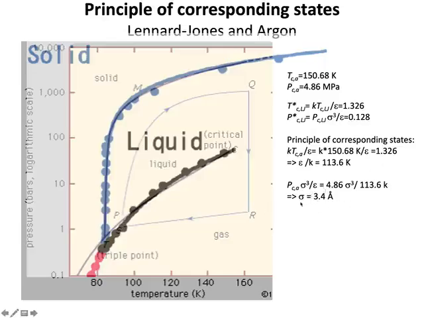And likewise, we can do it exactly the same way with the pressures. So the pressure is rescaled by the cube of sigma divided by the energy parameter. And then from using the corresponding states, this pressure of argon corresponds to the critical pressure of Lennard-Jones. This gives us the length parameter of the Lennard-Jones unit for argon of 3.8 angstrom.